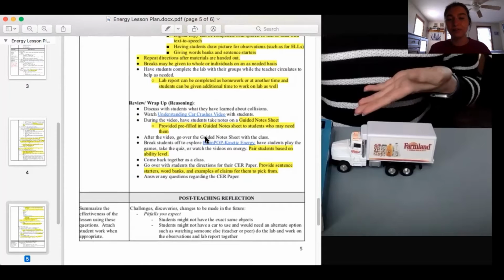And then the wrap up of the lab would just be watching another video, this one includes car crashes. They're provided a guided note sheet, which they will be able to use in their CER paper. They also are given a Brain Pop exercise to do, which will help them in their CER paper and gives them another visual approach. And again, we're going to provide sentence starters, word banks, and even examples for their CER. So now I will play the video.